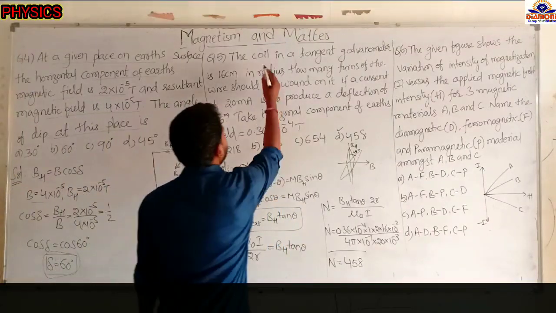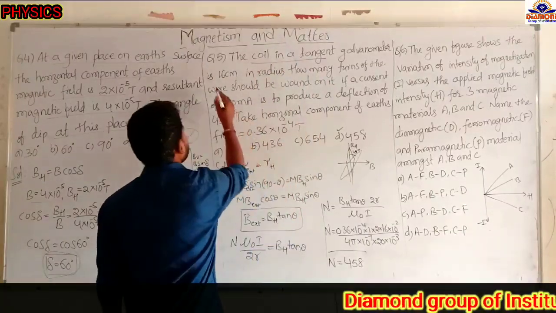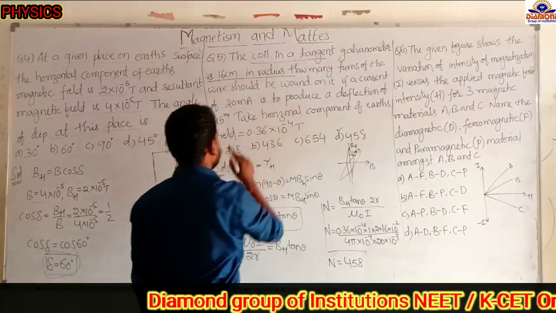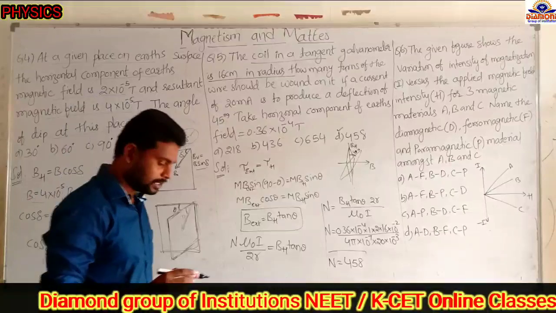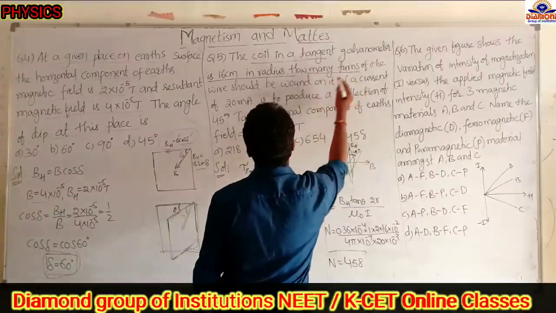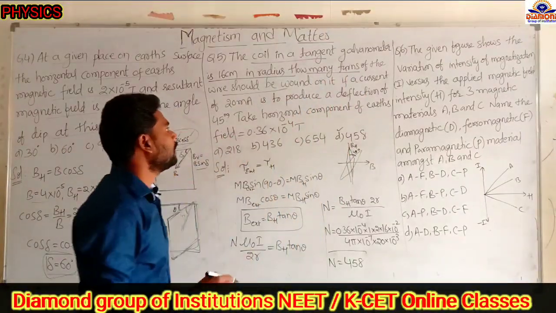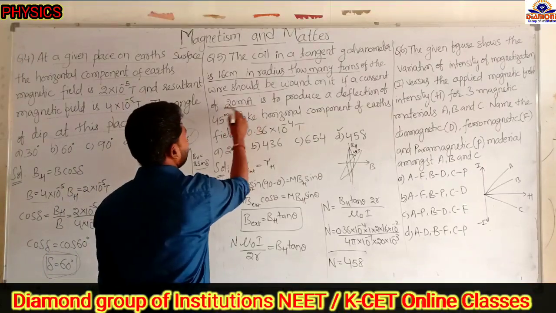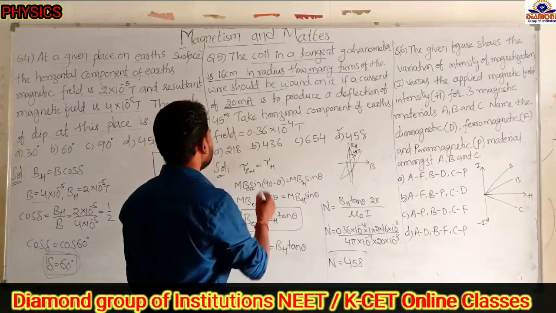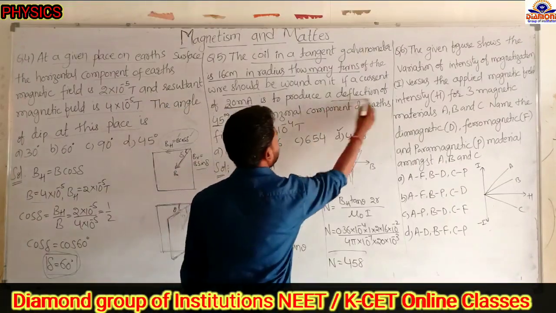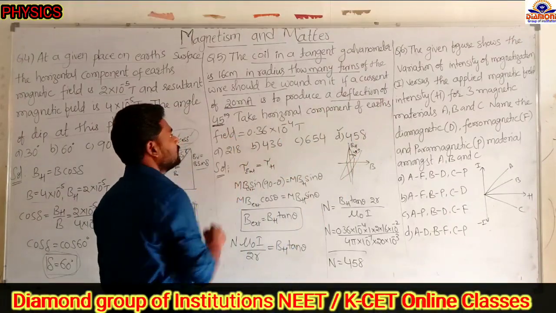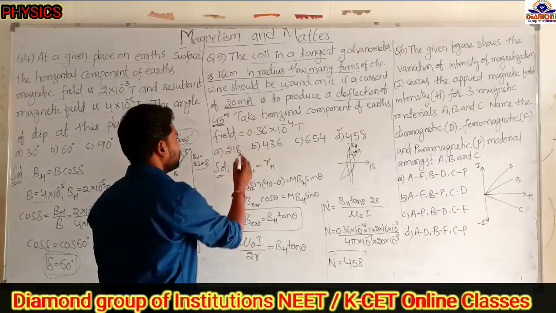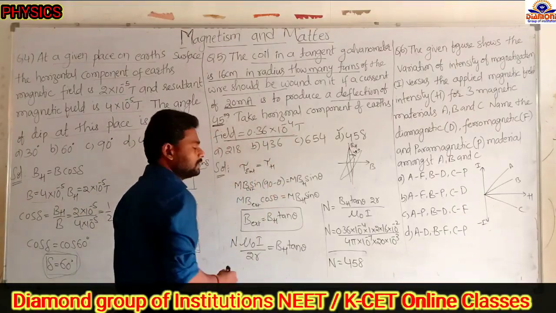The coil in a tangent galvanometer has a radius of 16 centimeters. How many turns of the wire should be wound on it if a current of 20 milliamperes is to produce a deflection of 45 degrees? Take the horizontal component of the earth's field, which is also given.